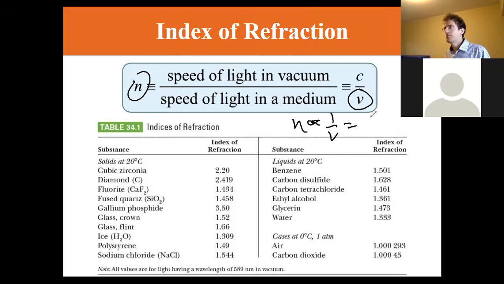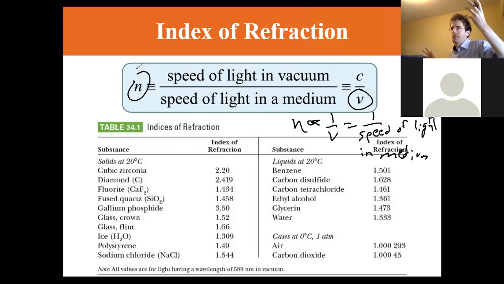so it's inversely proportional to the speed of light in the medium, which means that slower mediums have higher indices. So that's why if you look at this list here, you have some thick stuff, like gallium phosphide, cubic zirconia, like solid stuff, that have a much higher index than stuff like ice or carbon dioxide or air, so gases. Light has an easy time going through gases because they're so much less dense that it's just kind of an easy trajectory.